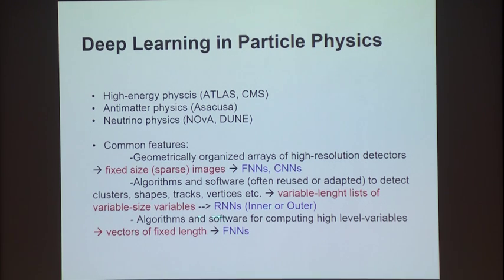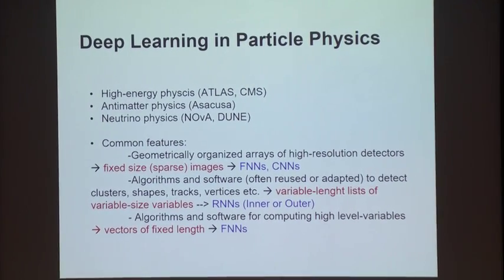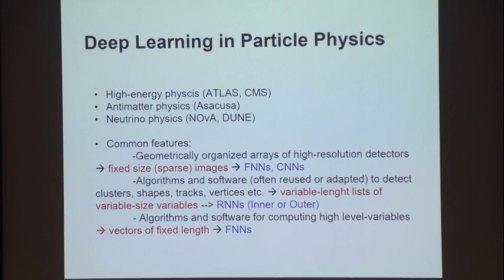So if you work at this level, you're going to get a list of objects, and the list has variable length, which tells you you're going to have to use recurrent networks, right? So you're going to get a variable list of, let's say, vertices and tracks. And then you have primary vertices and primary tracks and secondary vertices, etc. They may be described by different sets of variables. So they may also have different lengths. So one more reason for using recursive networks if you work at this level.